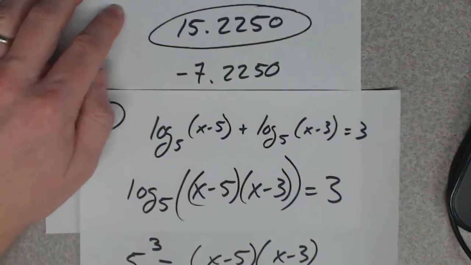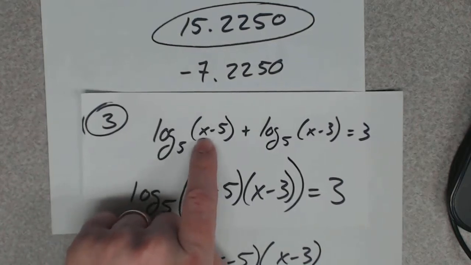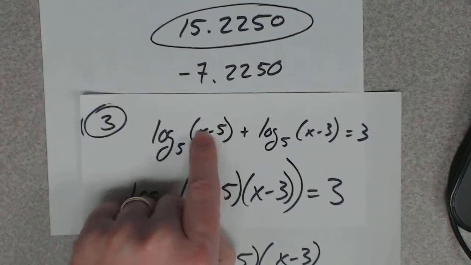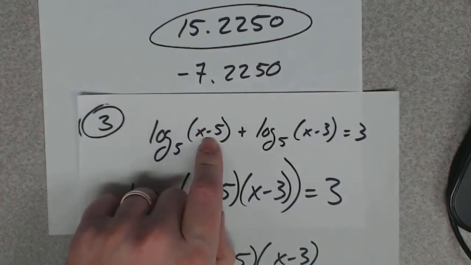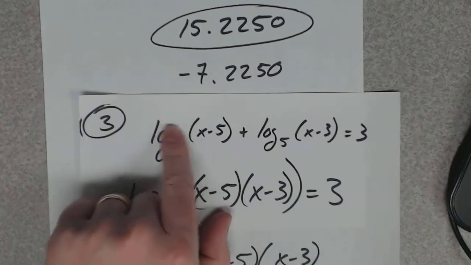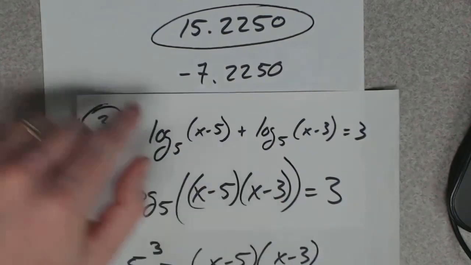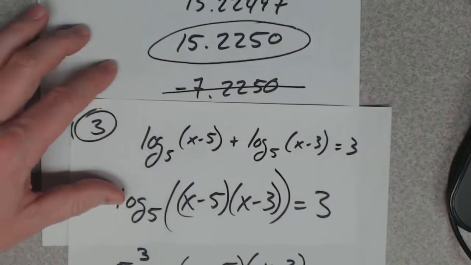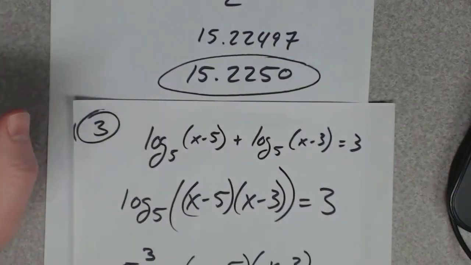But the problem is with that second answer. As soon as you put a negative number in for x, you're going to get a negative answer inside the parentheses here. That's not good. You can't. It's an imaginary number. So that breaks the whole thing. So you cannot use the negative answer. It's not an answer. You have to test both of these. So your only answer is 15.2250.